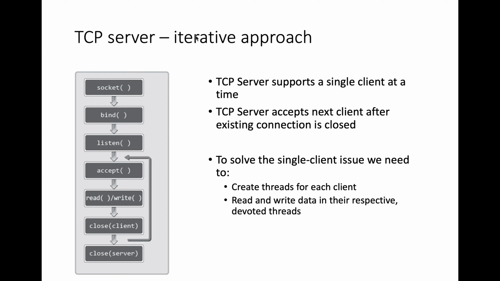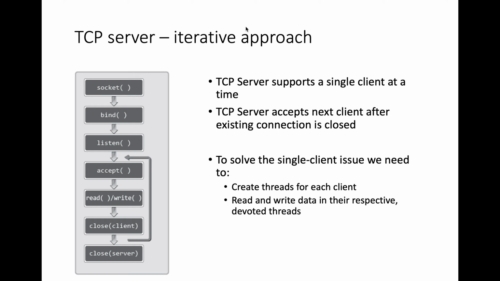And then there is an iterative approach to accept multiple TCP clients that want to connect to the TCP server. That's one option, one way of communicating with multiple clients. The TCP server supports a single client at a time. The accept function call is a blocking function call. That means when you call the accept function, only one client will be accepted at this point. So after accept, you have to call accept one more time so that the other client could also connect to it. So the TCP server accepts the next client after the existing connection is closed.